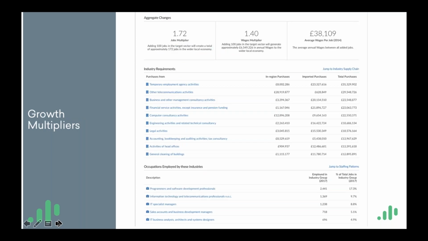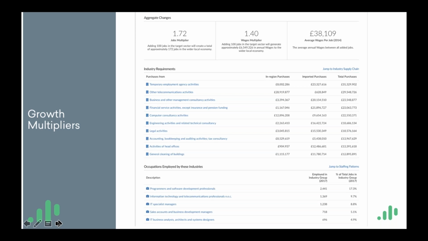Here we can look at growth multipliers. So in this example, we've looked at adding 100 jobs in the target sector, and the impact that will have on the wider local economy. So 100 jobs would technically create approximately 172 jobs. The annual wages would generate about 6,549,000, 6.5 million even, a wage multiplier of 1.4. And it gives you an idea of the average wages.